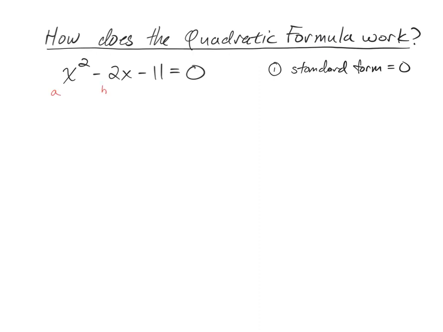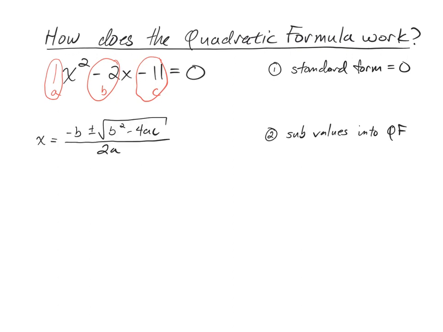So a is here, b is here, c is here. And we have these numbers for a, b, and c. And then all I have to do is substitute these numbers into the quadratic formula. So here is the quadratic formula again, negative b plus or minus square root of b squared minus 4ac all over 2a. And all I'm going to do is substitute these values for a, b, and c into this formula. But I'm going to write this down one time so you can see how I do this in my head, if you will.